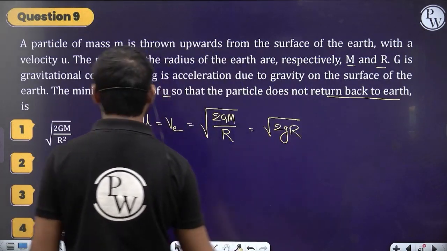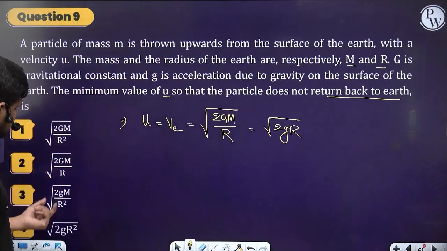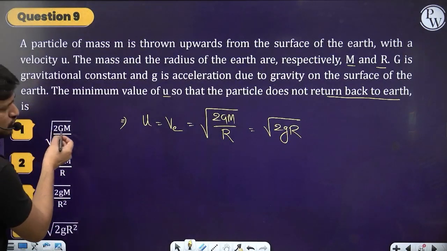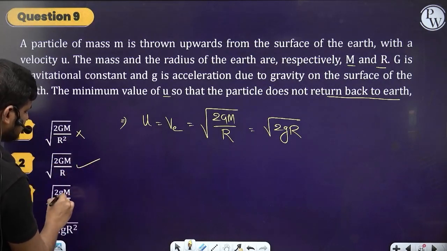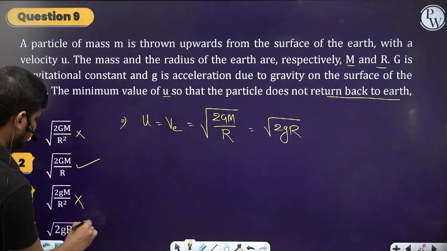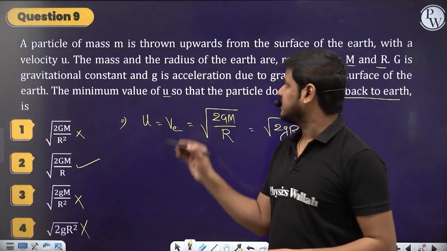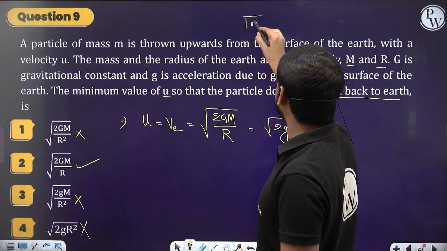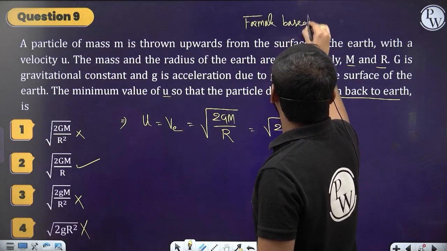The formula is given in which terms? See here, in terms of capital G. Root 2GM by R square? No. Root 2GM by R? Yes. Root small g M by R square? No. Root small g R square? No. Option 2 is the correct one. Direct formula based. Yes or no? So this question is directly formula based. Done? Chalo.